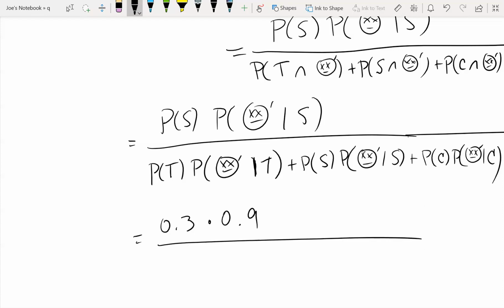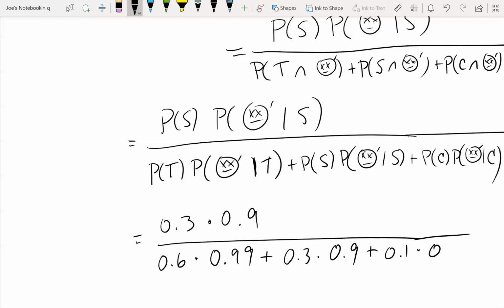What's the denominator going to look like? Probability that you were stable? 0.6. The probability that you survived given that you were stable? 0.99, because again, the probability that you died given that you were stable was 0.01. Probability serious again is 0.3. Survived given serious is 0.9. Last one, probability of critical was 0.1. Probability that you survived given you were critical, 0.6. That is a number, last I checked.